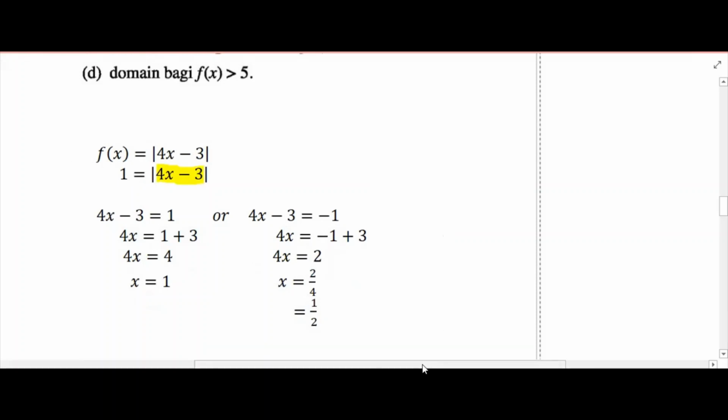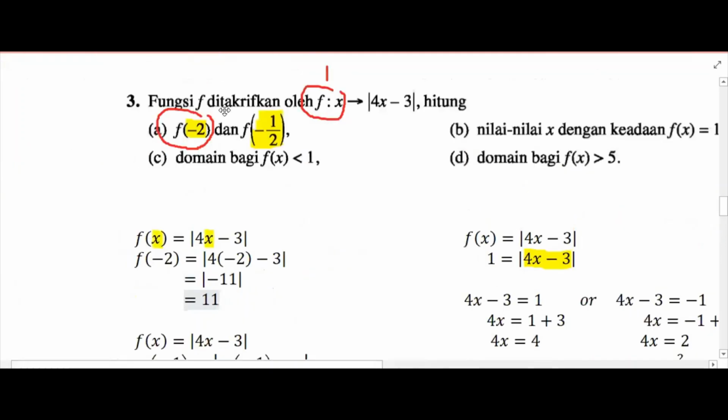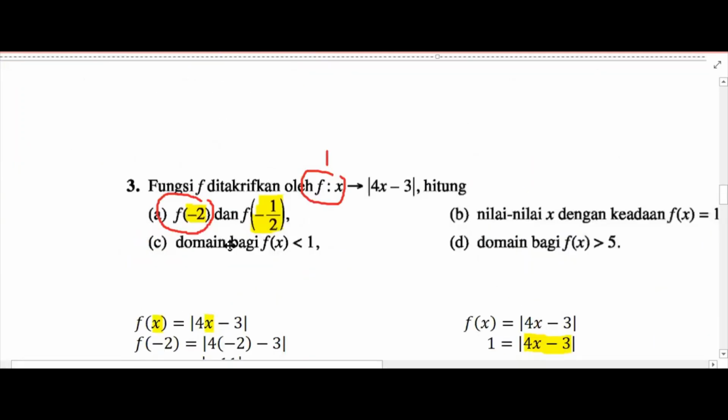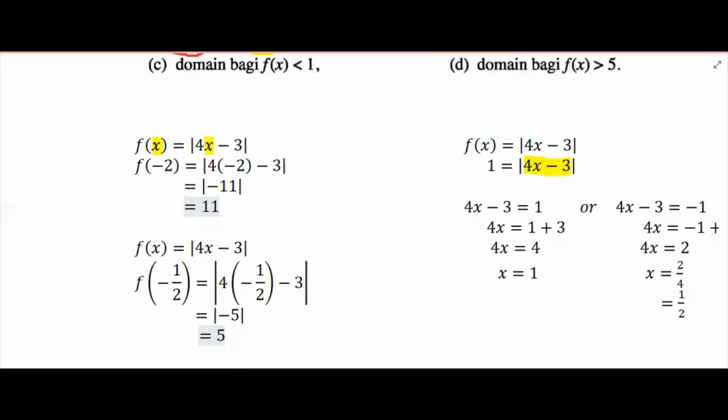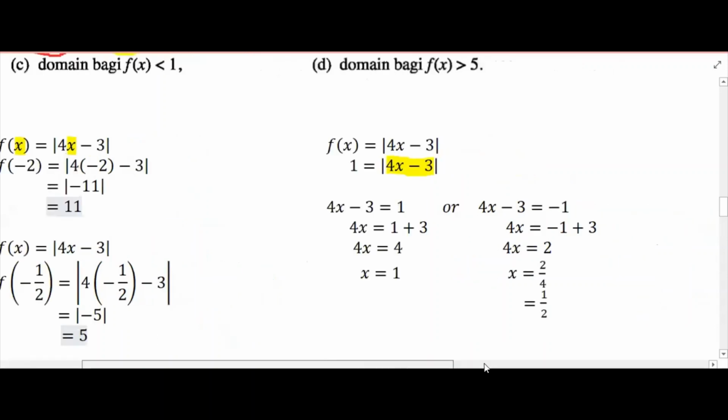Okay, let's see C. Question C. Can you find the domain for f(x) less than 1? Okay, for a question like this, I give you some explanation first before you do it. Okay, let us explain first how we do it. For example, f(x) is let's say equals modulus 3x plus 1, and then I say f(x) is less than 3. Can you find the range of x, the value of x?